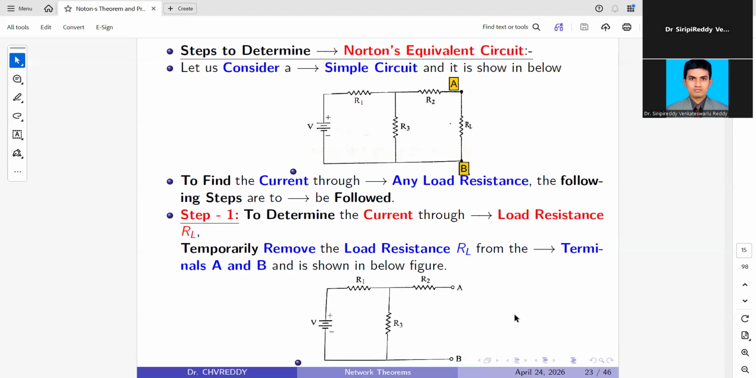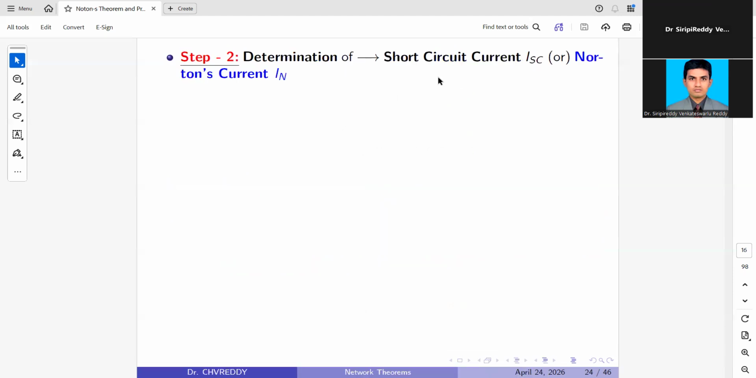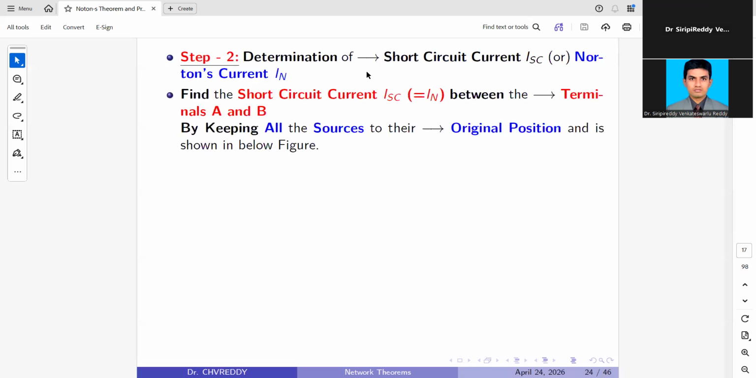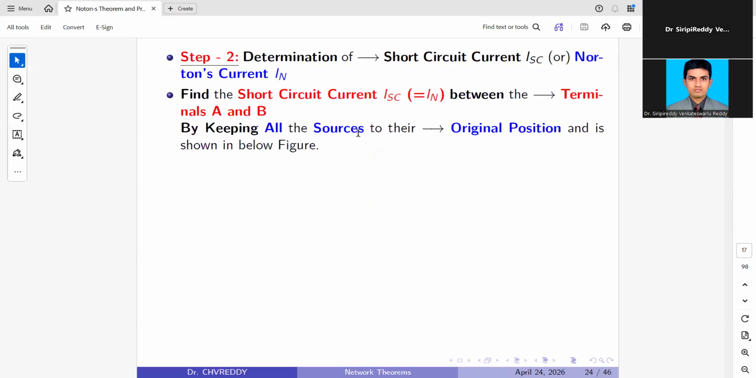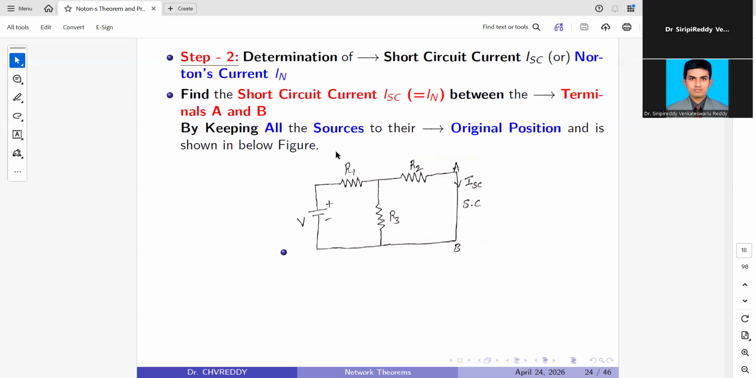The second step is the determination of the short circuit current or Norton's current. To find the short circuit current or Norton's current between the terminals A and B, keep all the sources in their original position. That means whatever sources are given, those sources should remain in the original position. We are not going to change anything here. Whatever the load resistance is there, we make it a short circuit here. That is shown in the figure below.